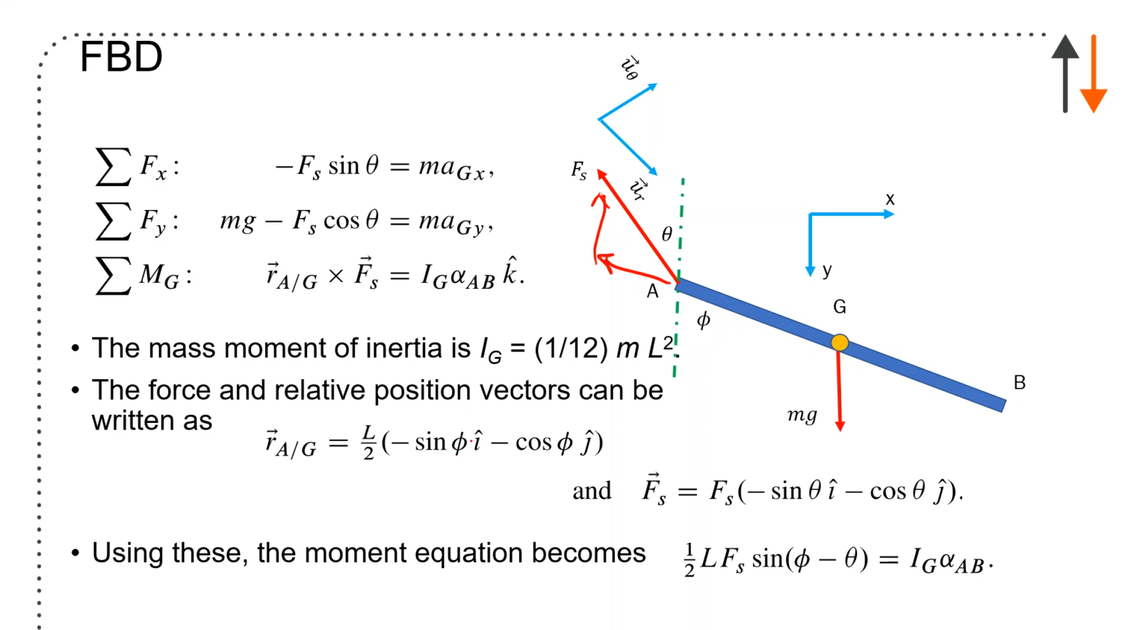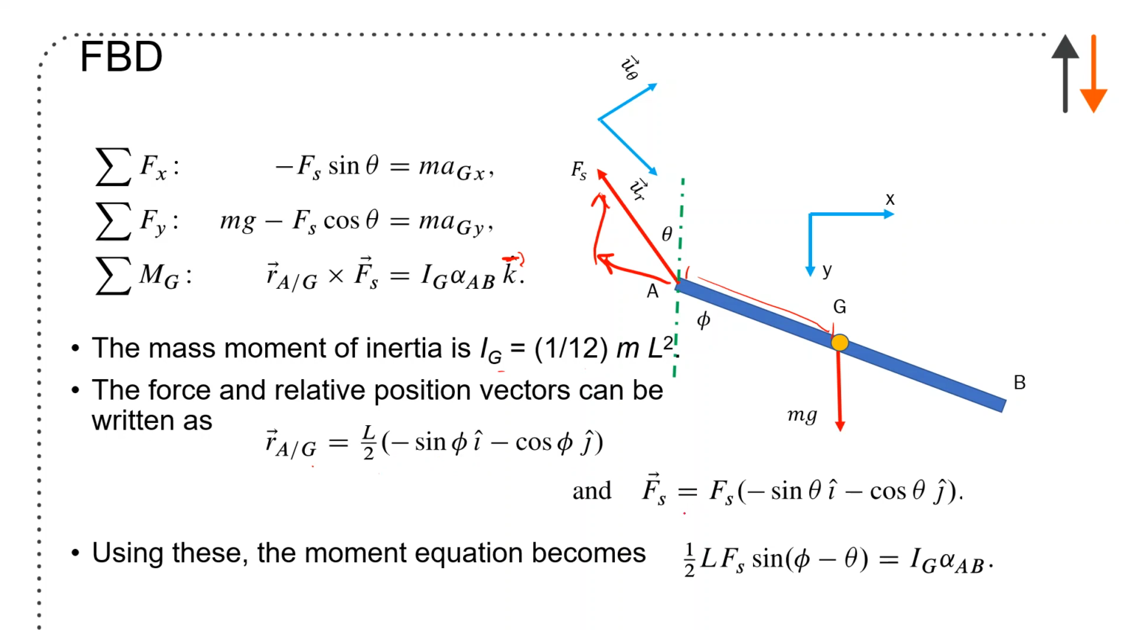Then the only thing I need to know is what the moments about G are, and the only thing that's causing moments about G are going to be r, the distance from here to here, A with respect to G, crossed with the force of the spring as a vector term. And that's going to equal I_G alpha_AB in the k direction, and I need to fix that. Again, I_G for this is 1/12 m L squared. Force and position vectors are described in terms of either coordinate, but L over 2 times minus sine theta, sine phi i plus minus cos phi j.